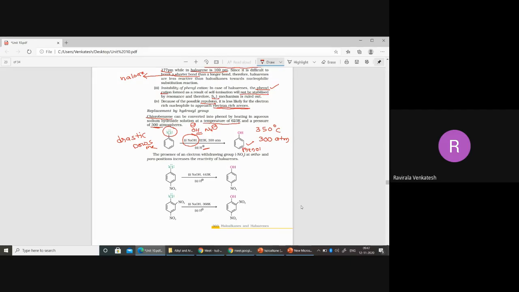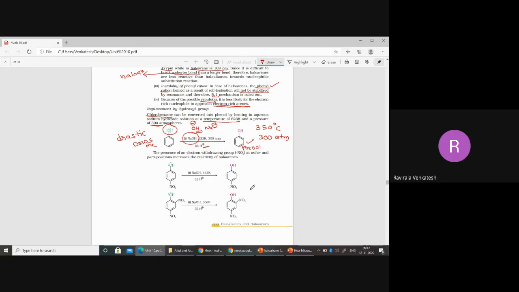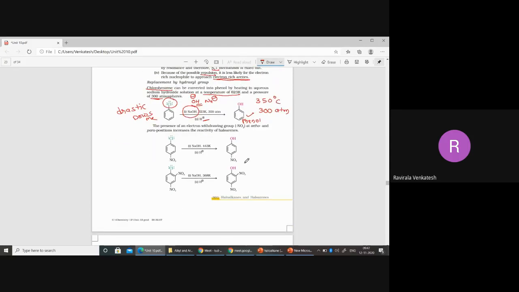Now, how to make this reaction very simple, meaning under normal conditions? What do we have to do here? A very simple thing. Place electron withdrawing groups here. Already you know from 11th class, an electron withdrawing group withdraws electrons. Generally minus I groups and minus mesomeric effect groups. We studied this in 11th class. Minus generally means withdrawing electrons.